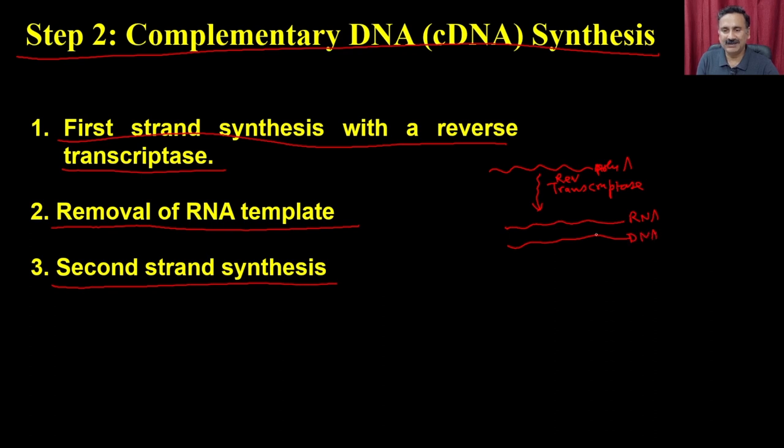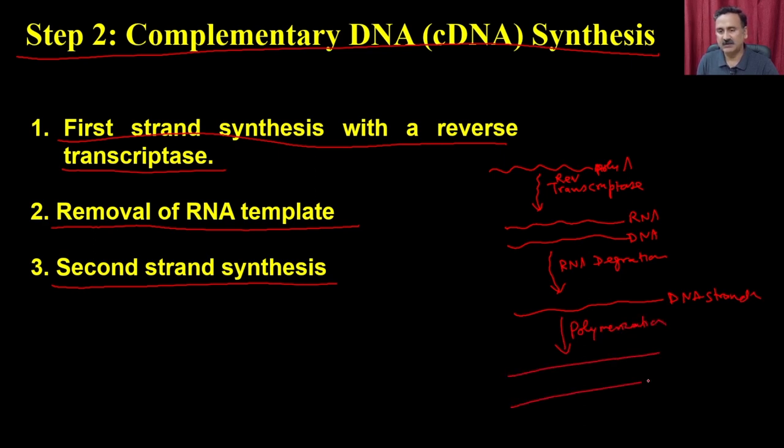So it gives you the DNA which is complementary to the RNA, and then you catalyze a reaction so that the RNA is degraded. You do the RNA degradation by many types of reactions, and that's how you are left with only the DNA strand 1. Now using this DNA strand 1, you put it for the polymerization reaction, which gives you the two strands. This is strand 1 and this is strand 2, and this is what is called complementary DNA. This complementary DNA can then be cloned into a suitable vector, and that's how you get the cDNA library.